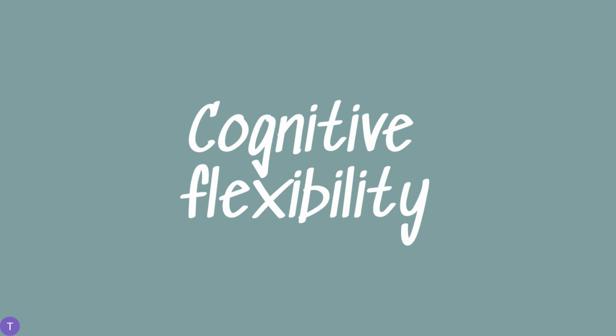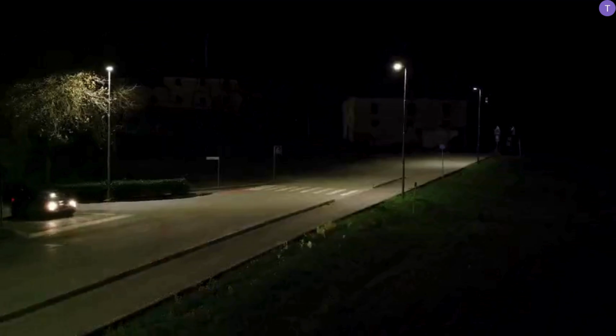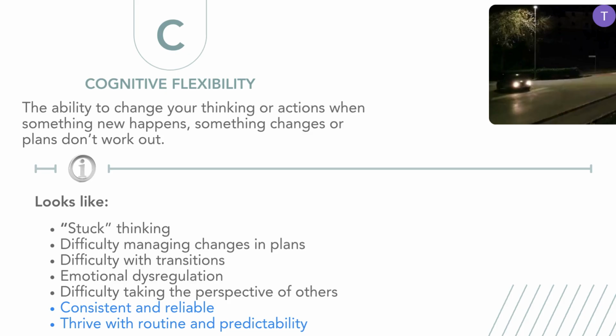Next up, we have cognitive flexibility. So cognitive flexibility is the ability to change your mind. So in our little analogy, it's the ability to get yourself into reverse gear. It's the ability to do a U-turn on the road that you're driving on when you realize that you've taken a wrong turn. It's defined as the ability to change your thinking or actions when something new happens, something changes, or plans don't work out.